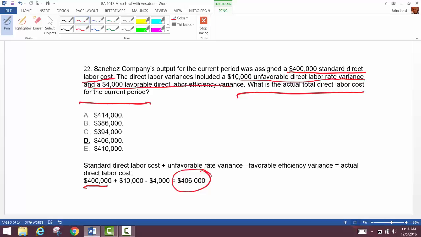Okay, so if you have a standard, they give it to you like that, right? You have to do what? If it's favorable, you're going to do what? You're going to subtract it to get the actual. If it's unfavorable, you're going to do what? Add it to get to the actual, right? Question on that one? Because we hadn't really talked about this before.